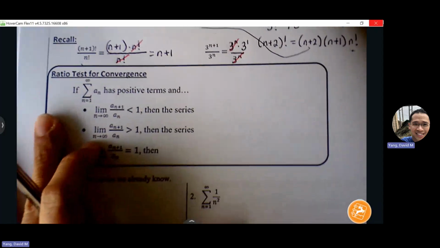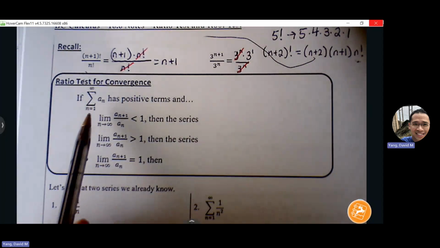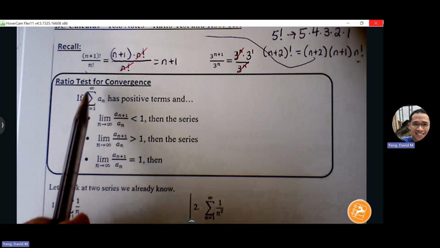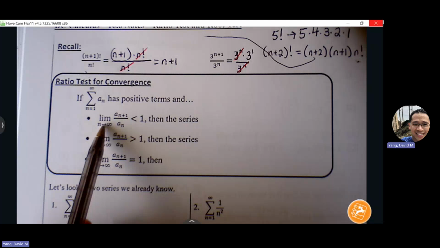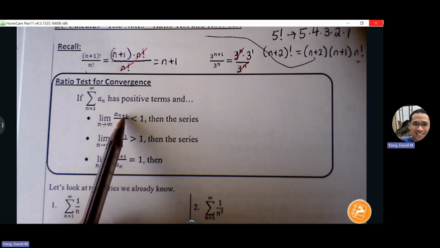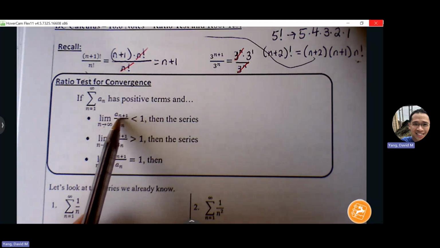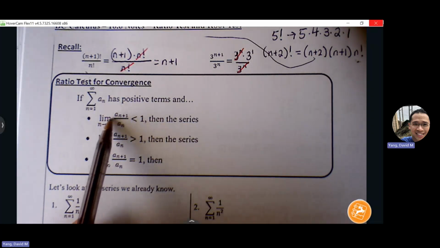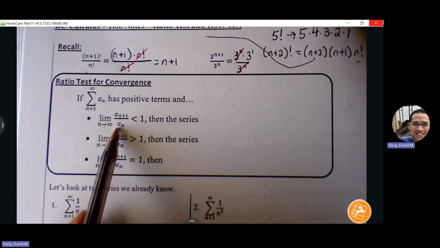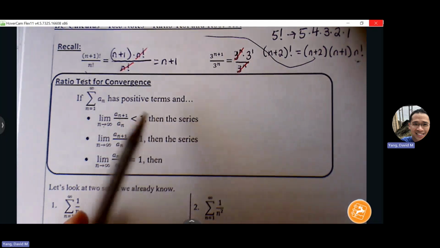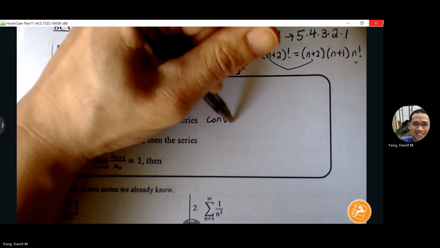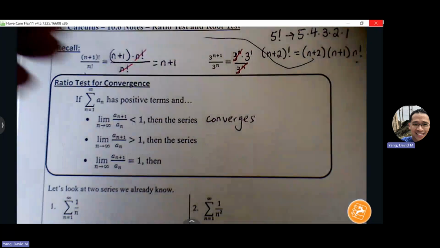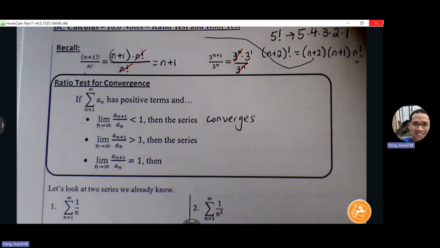Okay, so here's the ratio test. The ratio test says if my series from 1 to infinity of a sub n has positive terms, and the limit as n approaches infinity of the a sub n plus first term divided by a sub n, all this is doing is replacing every n with n plus 1 to create that n plus first term. If the n plus first term divided by a sub n is less than 1, then we know that the series converges by the ratio test. Sorry, not root test, ratio test. Root test is next page.